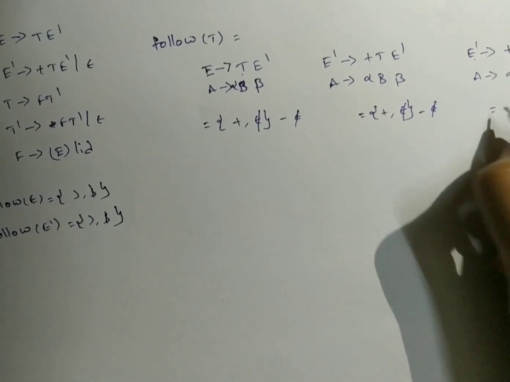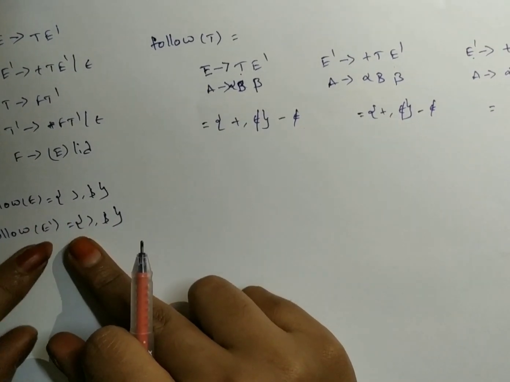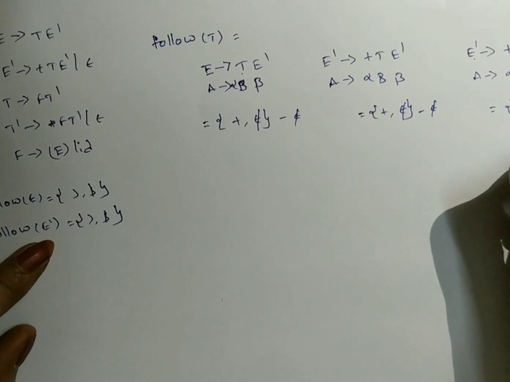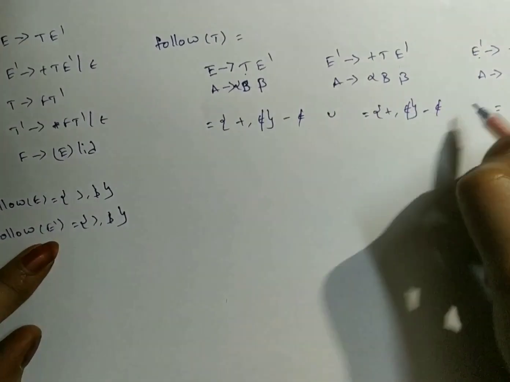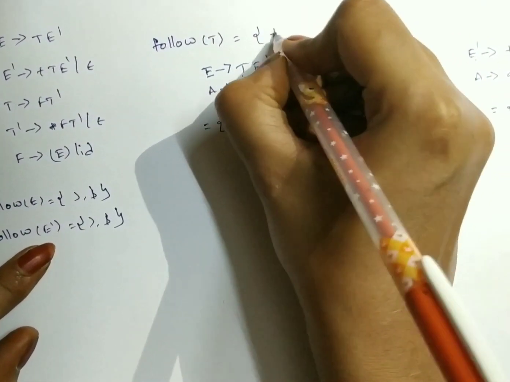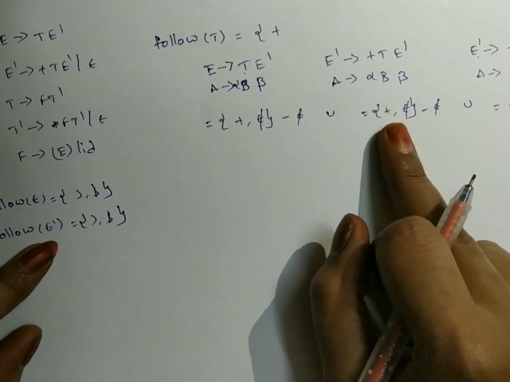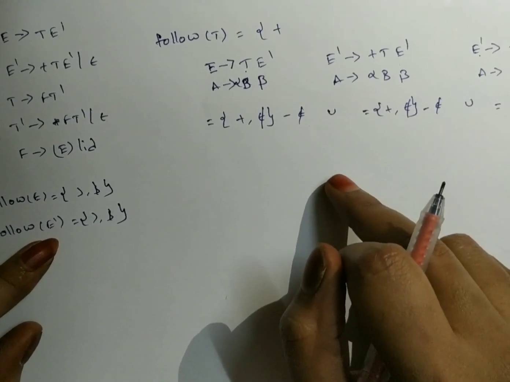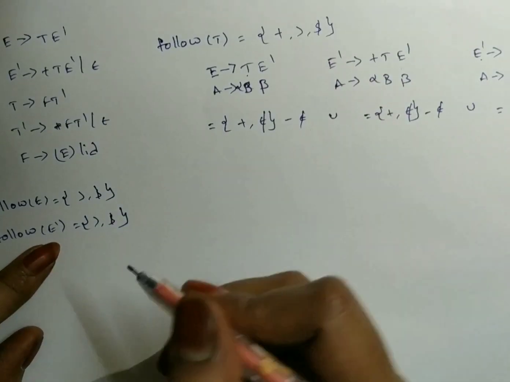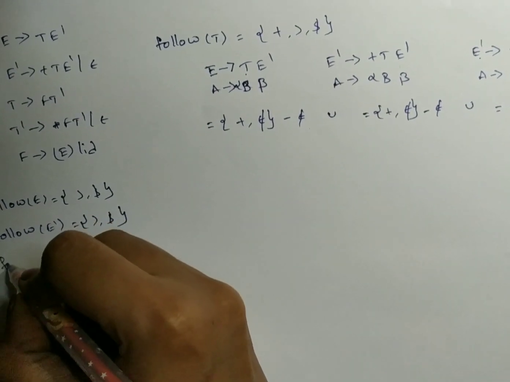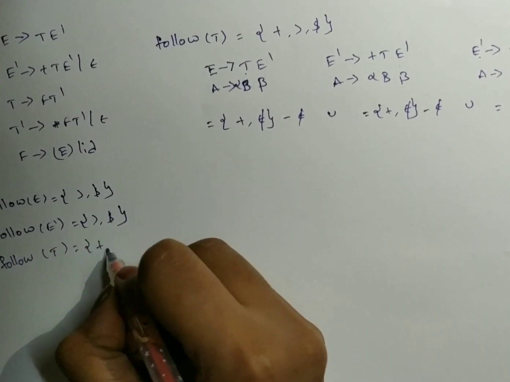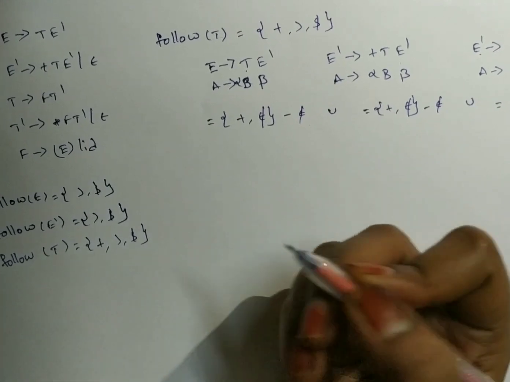If beta is epsilon, so everything in the follow of E dash will be follow of T. That equal to follow of E dash is, here we are having the follow of E dash, which is closed brace comma dollar. Okay. Now I need to union all these to get the final result of follow of T. Here we are having plus, here also we are having plus, so 1 plus will be enough for considering. Here we are having the closed brace and dollar symbol. Okay. See, follow of T equal to plus comma closed comma dollar. Okay.